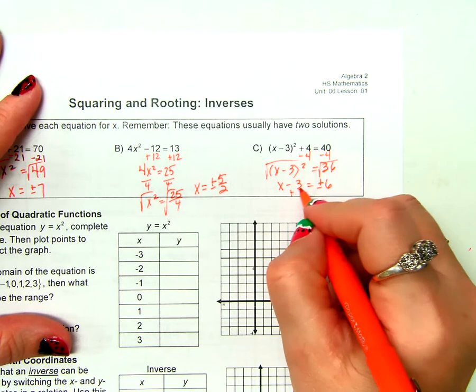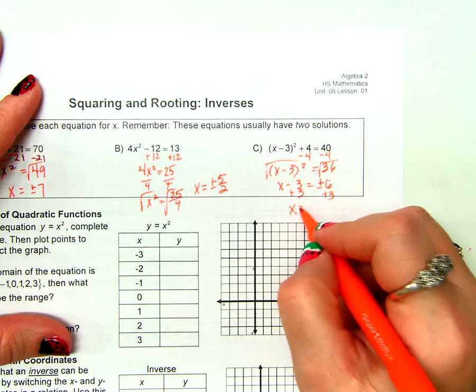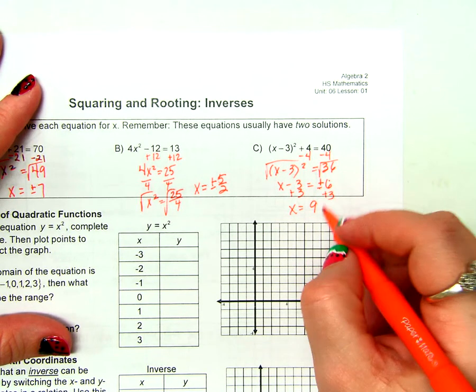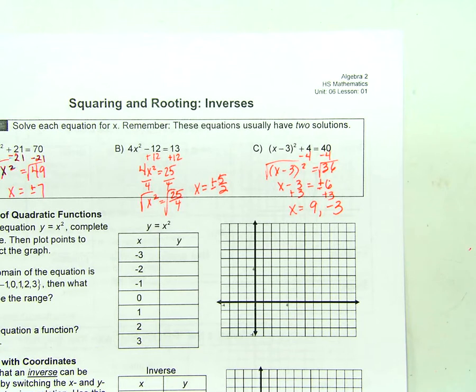Then when I add 3, what is 6 plus 3? 9. What is negative 6 plus 3? Negative 3. You with me so far? No? Oh, okay. Sorry. Okay.